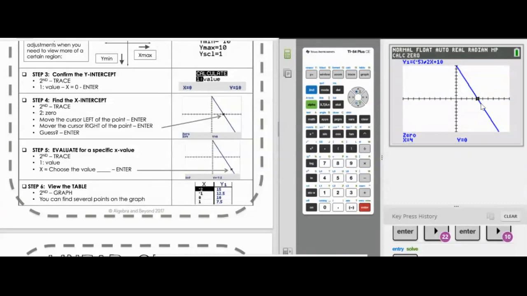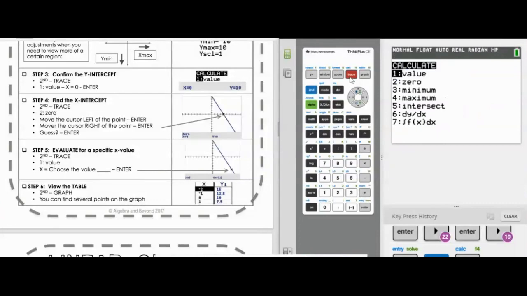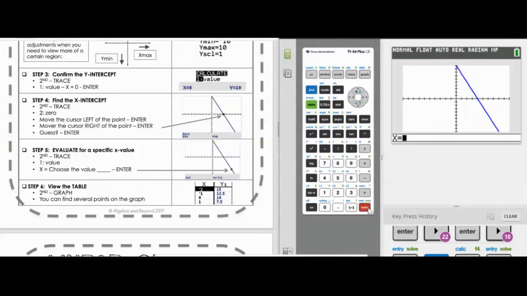You can use this menu to actually find any point that you want to on your graph. All you have to do is choose a value for x, plug it in, and you can find the value of y. So let's try one more. Go back to second trace. We're going to choose number 1, and we're going to select a value for x. You can see in step number 5, they chose the value 7, so we'll do that too.